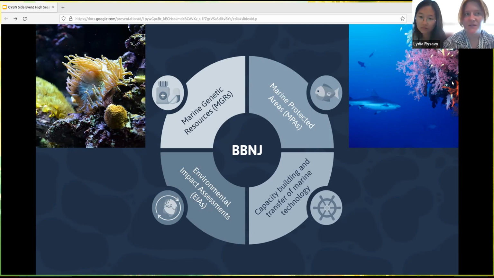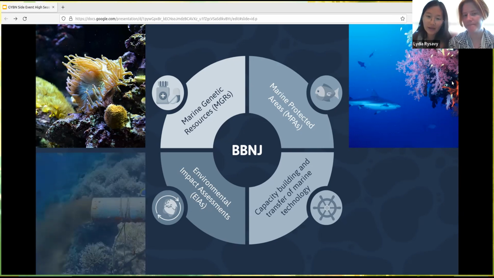Another aspect to this is also the intergenerational aspect, because future generations also have the same right to benefit from the high seas. And in order to preserve that right, we also need to care for the ecosystems there.